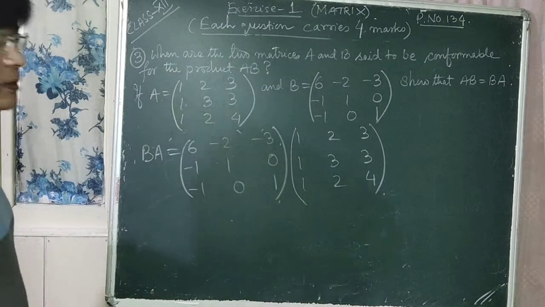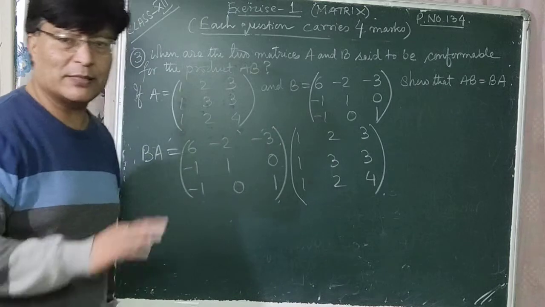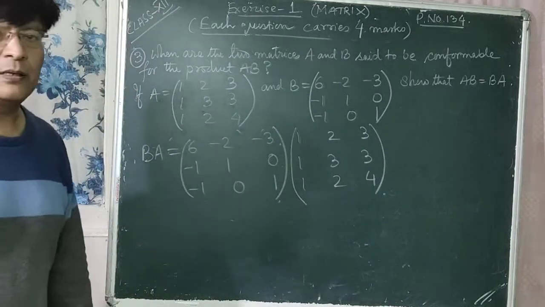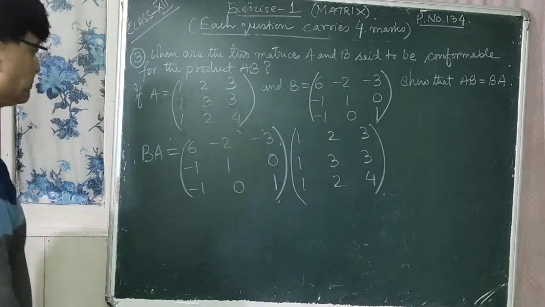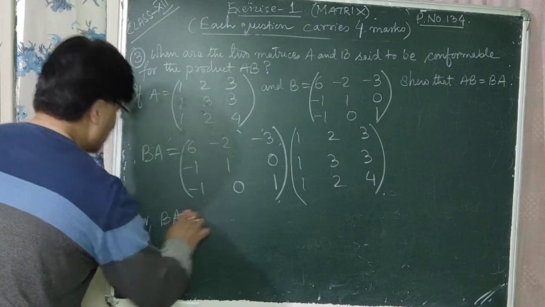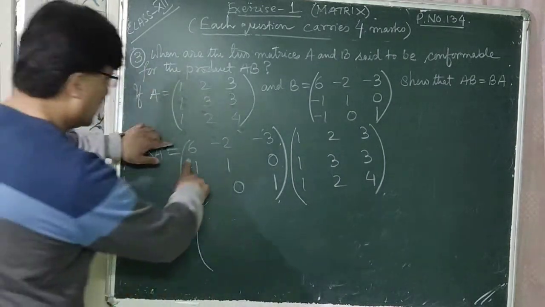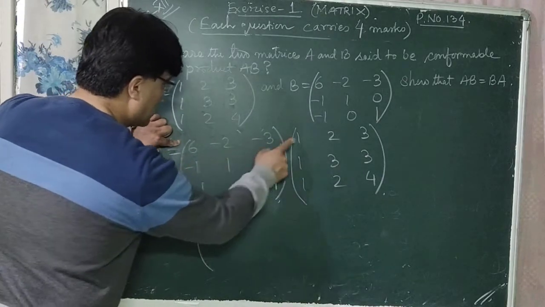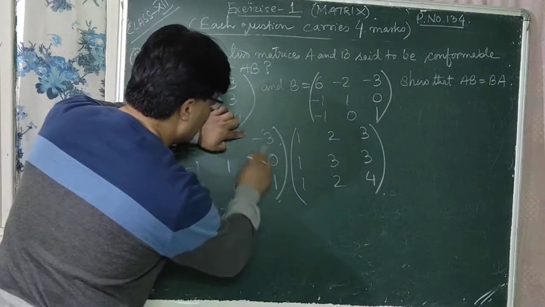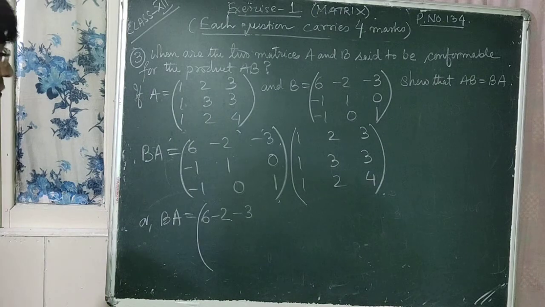Again, row by column. B has 3 columns and A has 3 rows. That means the number of columns of B is the number of rows of A, which means you can multiply the two matrices. So BA is equal to, now let us multiply the first row by the first column. 6 ones are 6, minus 2 into 1, minus 2, minus 3 into 1, minus 3. That is the first element of the first row.